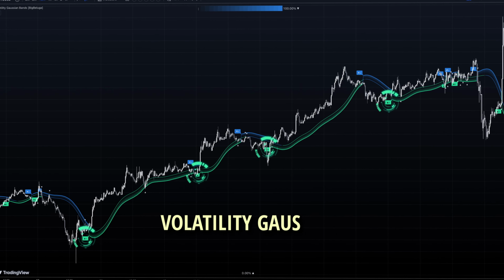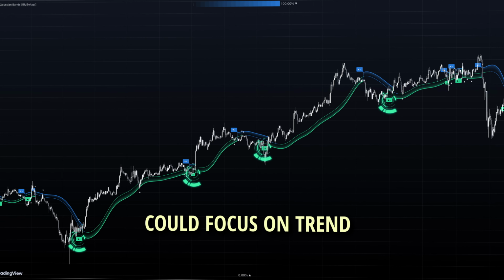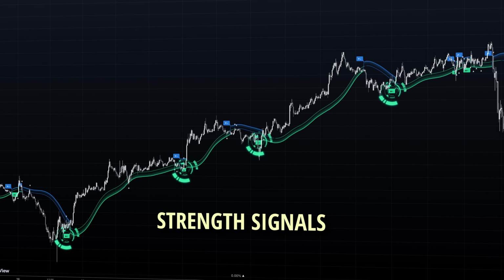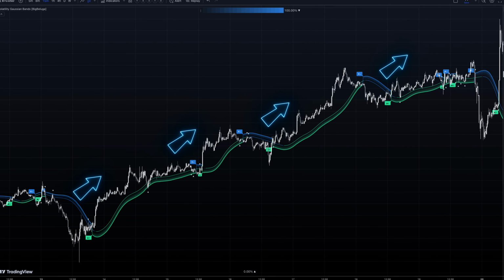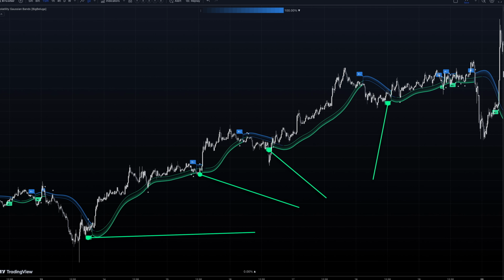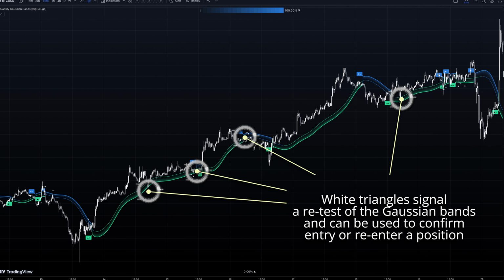A strategy with the Volatility Gaussian Bands indicator could focus on trend following and reversals based on dynamic bands and trend strength signals. If the price crosses above the upper band, it could signal an uptrend, especially if the trend strength gauge shows strength. A long position may be considered if the price stays above the upper band for several bars. A triangle marker indicating a rapid trend change could suggest an entry or position adjustment. Retest signals can further confirm the trend if the price crosses back through the Gaussian midline or band.